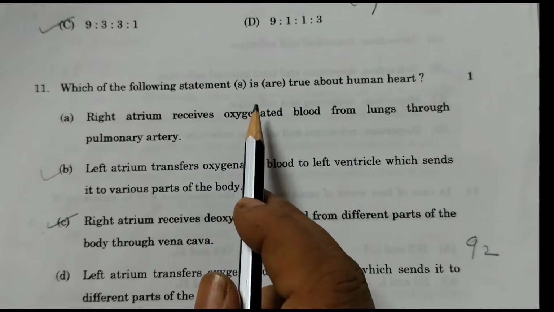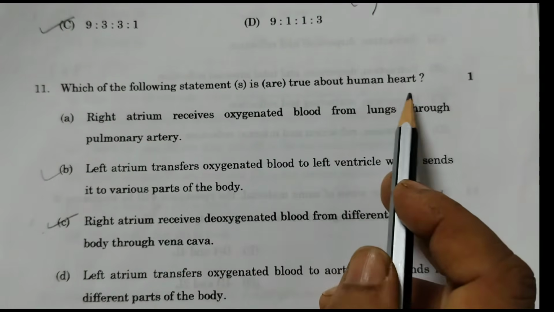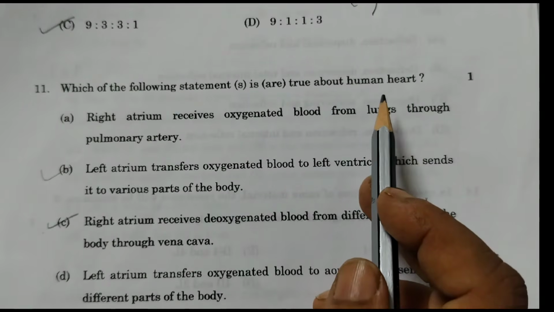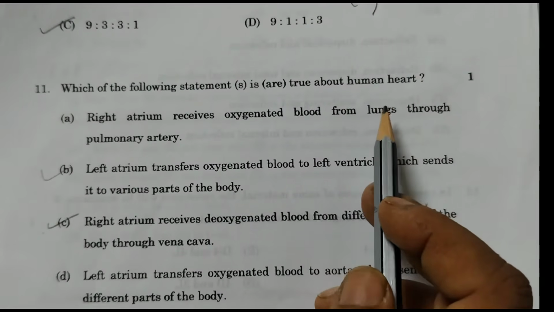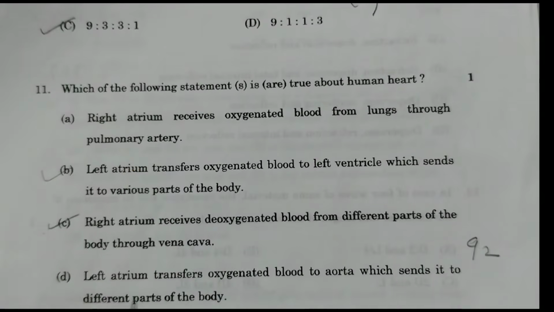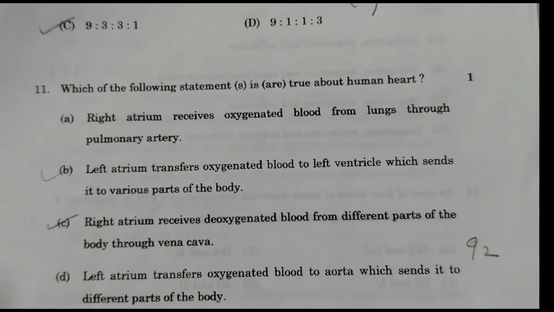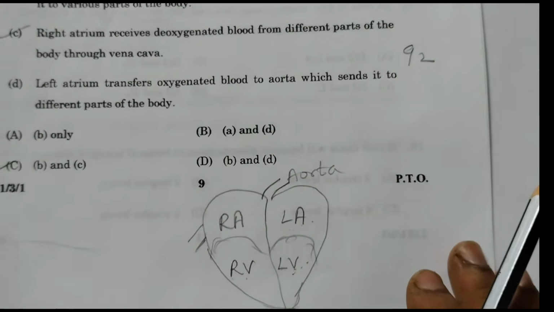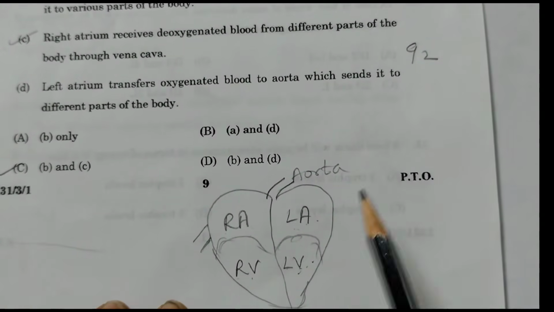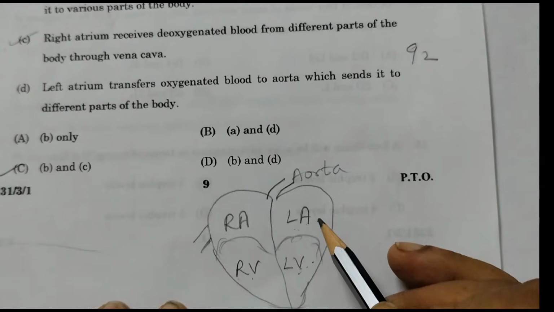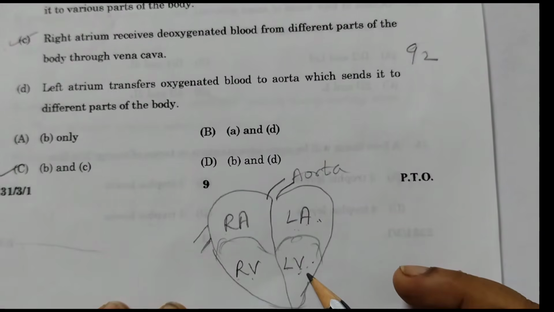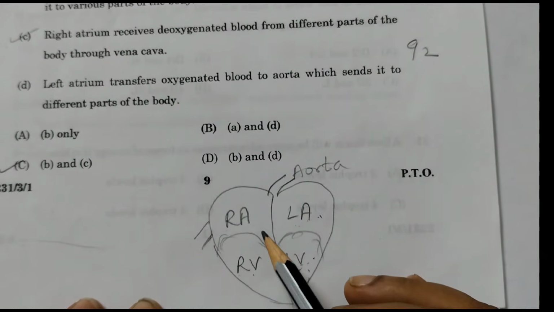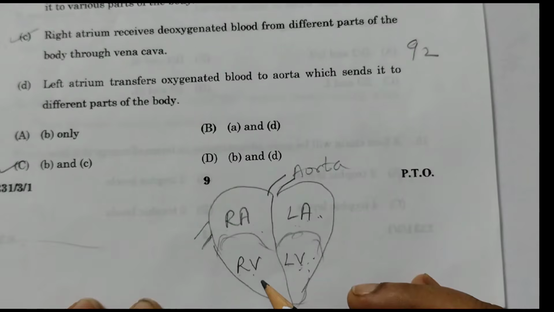Which of the following statements are true about the human heart? That means we can have one option or more than one option true. Now for that you need to know the structure of the heart. I've got a rough picture of the heart here just for explanation purposes. So this is the heart. We have left atrium, left ventricle, right atrium, right ventricle. Left side and right side.